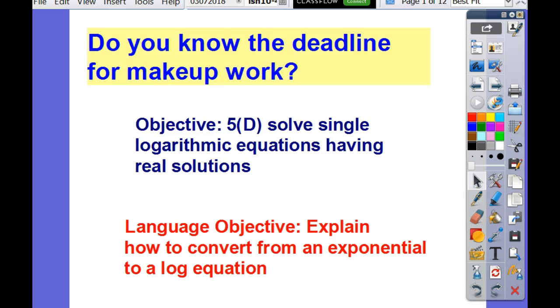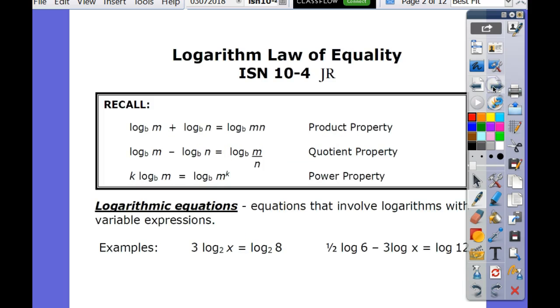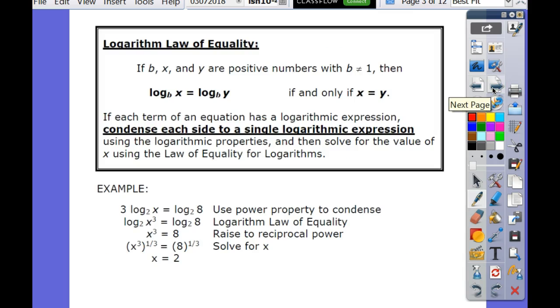Today we are finally going to actually solve log equations. The last couple of days we have been working on the background knowledge that we're going to need in order to solve these equations. We have been working on these properties on the last two worksheets, and now we're going to solve log equations using the law of equity.